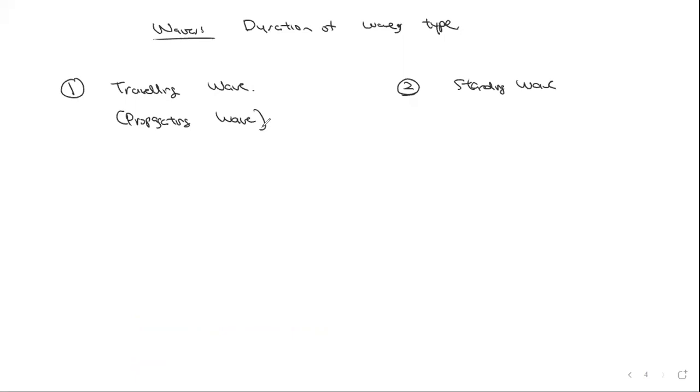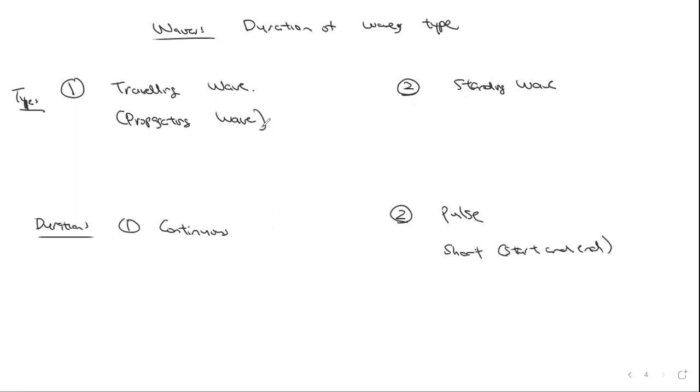Another way we could split it up is the duration, as we were saying. It's either a continuous wave or a pulse. And that's quite simple to understand. A continuous wave is just one that keeps on going. And a pulse is short. It has a start and end. So you might think of a clap, or a shout, like a pulse. Whereas continuous would be, for example, having the air conditioner on, which just keeps going and going and going.